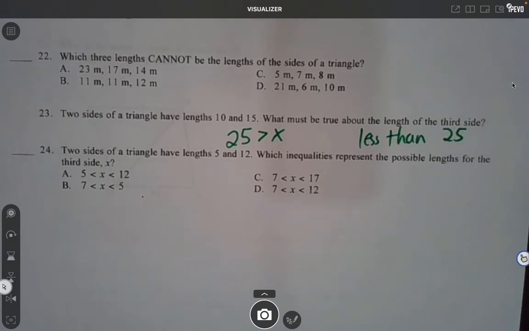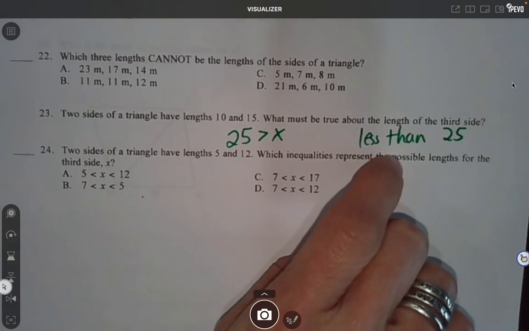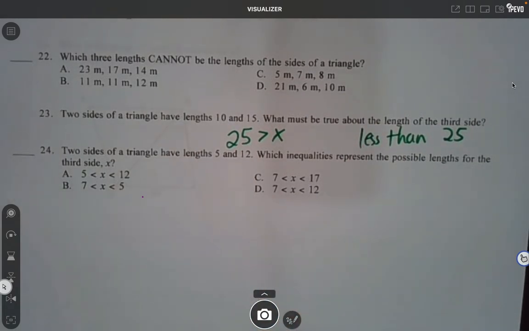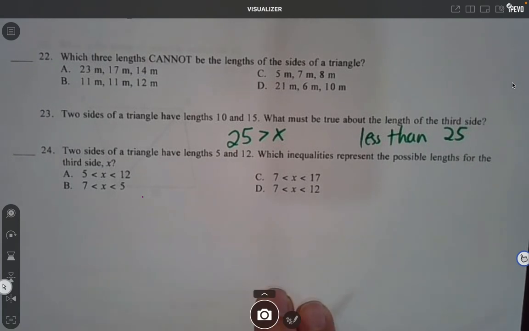No, not if you do the range, it won't be wrong. You're just giving more information. That's fine. But this is all they wanted. You're going further to give more information. So the third side has to be less.